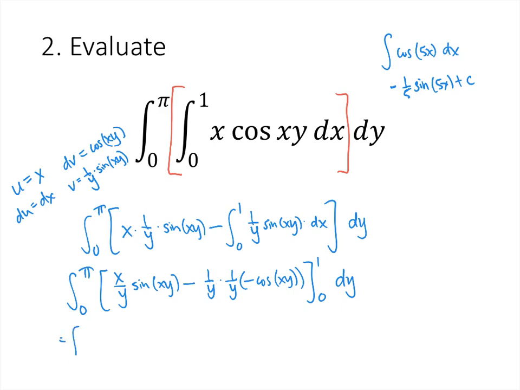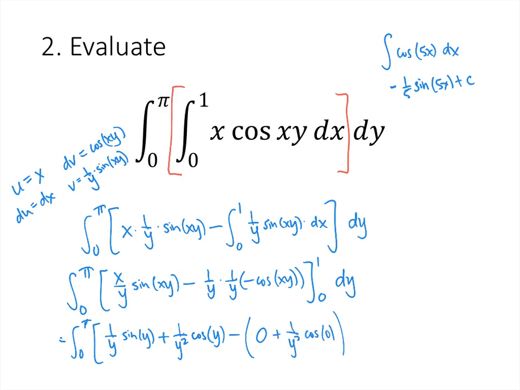When we plug in x equals 1, we get 1 over y times the sine of y. This is going to be plus 1 over y squared times the cosine of y. And then when we plug in 0, the first term is just 0, and the second term is going to be 1 over y squared times the cosine of 0. And then that's what we have to integrate with respect to y.